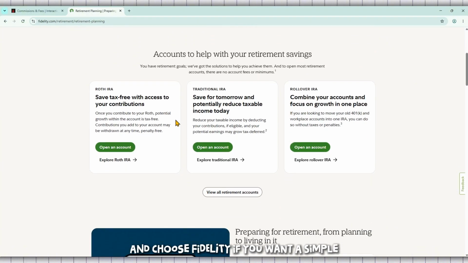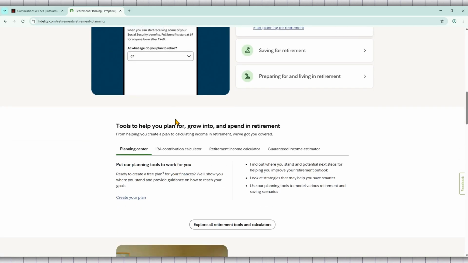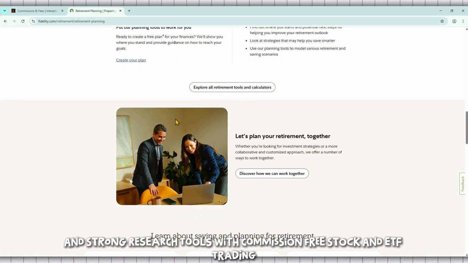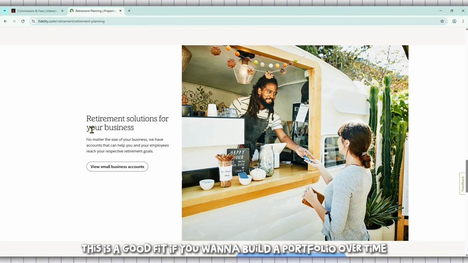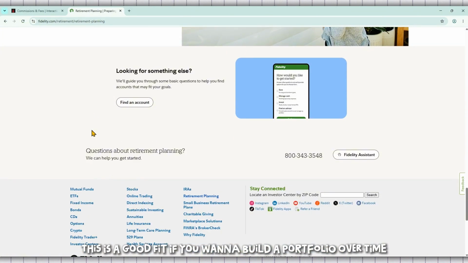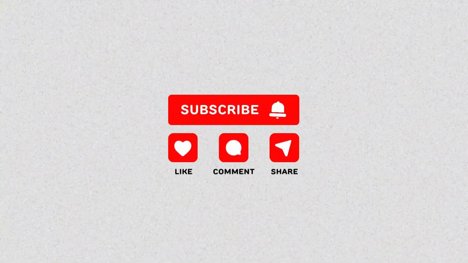And choose Fidelity if you want a simple, reliable platform for long-term investing, retirement accounts, and strong research tools with commission-free stock and ETF trading. This is a good fit if you want to build a portfolio over time, invest for retirement, use research tools, and keep your investing experience simple and reliable.